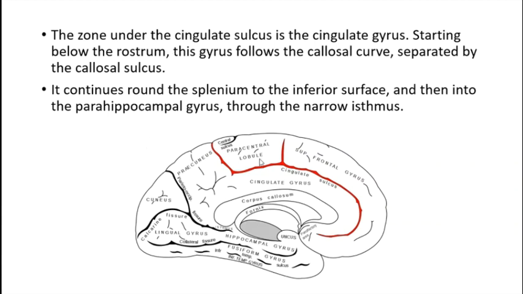Now the zone under the cingulate sulcus is the cingulate gyrus. You can see the cingulate gyrus here. Starting from below the rostrum, the gyrus also follows the callosal curve separated by the callosal sulcus. So this here would be the callosal sulcus, and this is where it's going to follow the whole curve created by the corpus callosum. It continues round the splenium, this is the splenium, to the inferior surface and then into the parahippocampal gyrus through a narrow isthmus.